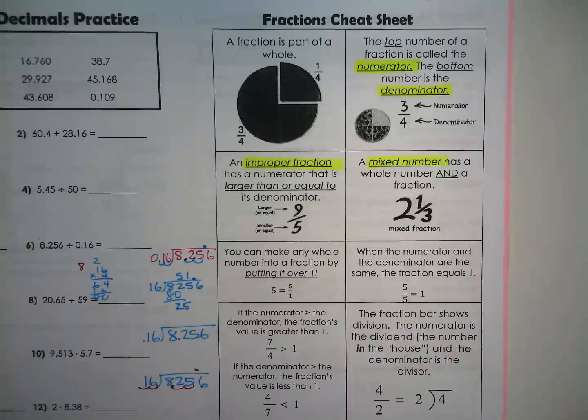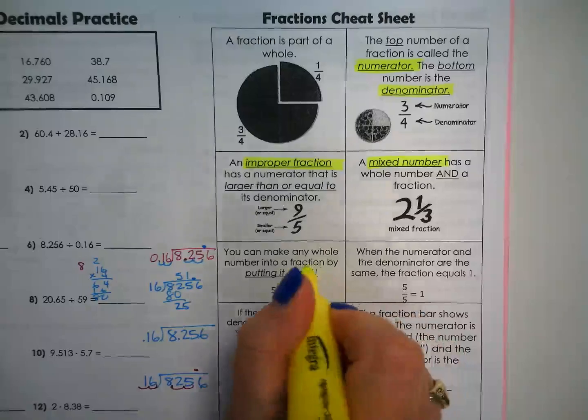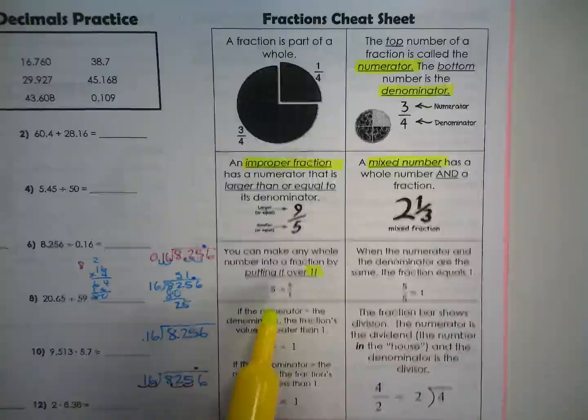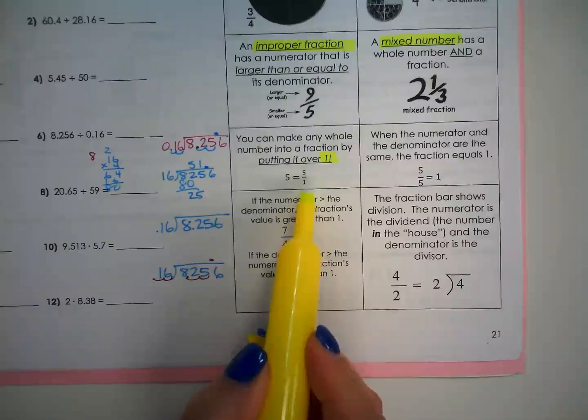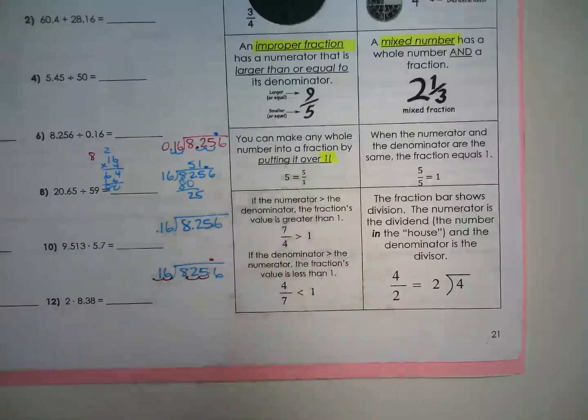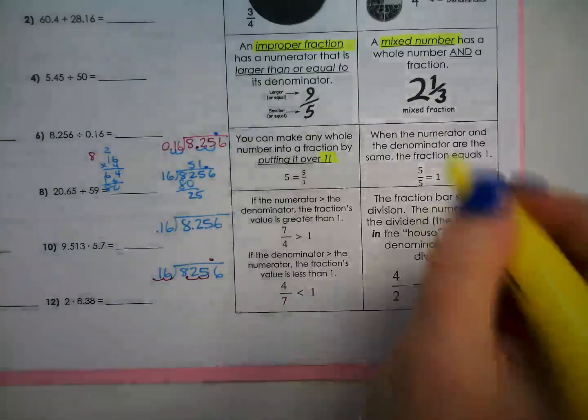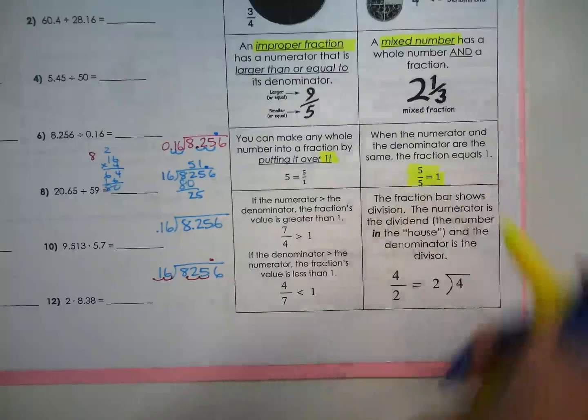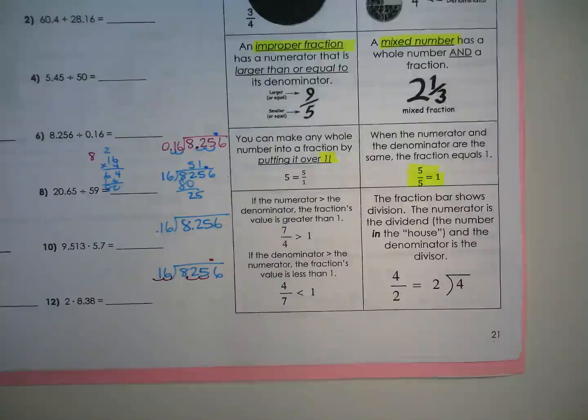You can make any whole number into a fraction by putting it over what number? 1. Don't forget that. If you've got the number 5, you can turn that into a fraction by placing it over a number 1. Okay, because 5 divided by 1 is still what, guys? 5. And when the numerator and the denominator are the same, it always equals what? 1. Right? If I needed 5 pieces to make a whole, and I have 5 pieces, how many wholes do I have? 1. That's what that means.